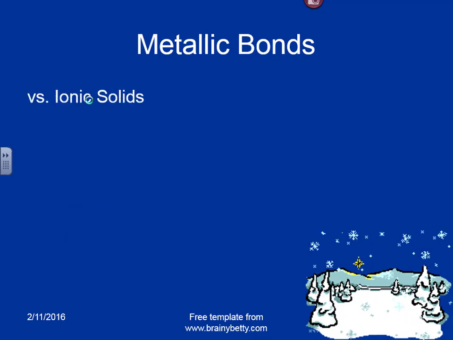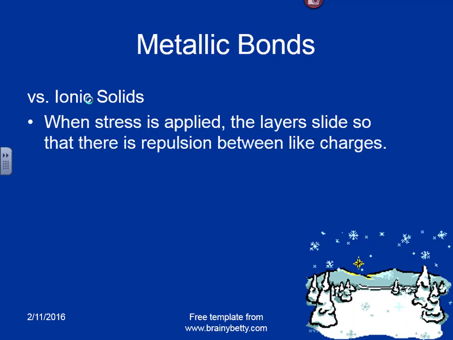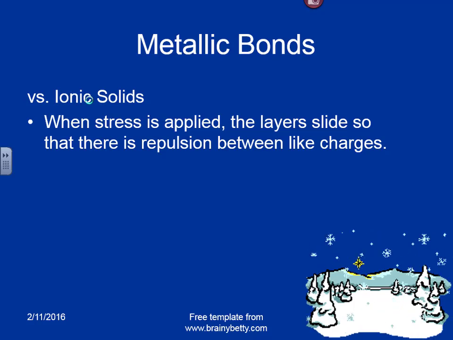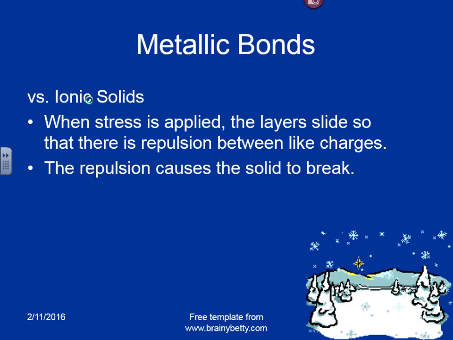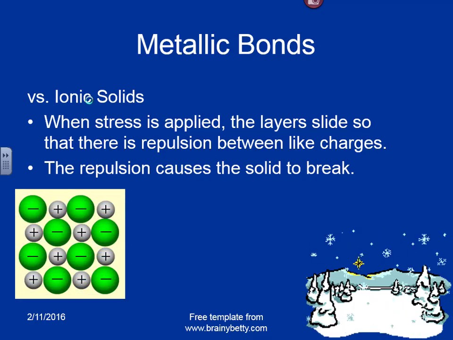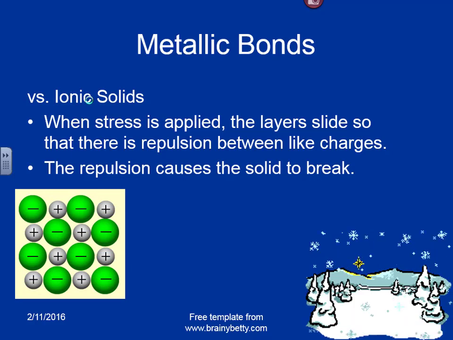If you take ionic solids, on the other hand, and apply a stress, like hitting it with a hammer, the layers of the atoms would still slide, but what happens is that you end up with a repulsion between like charges. And I've got a simple little picture here to show you what that means. You may want to try to jot this down, or at least jot down part of it in your notes. When that repulsion occurs, it causes the solid to break. The example that I have is a salt crystal. Table salt, NaCl.